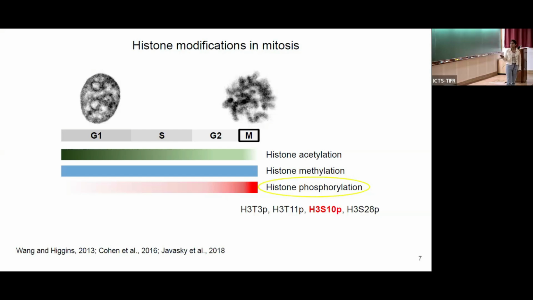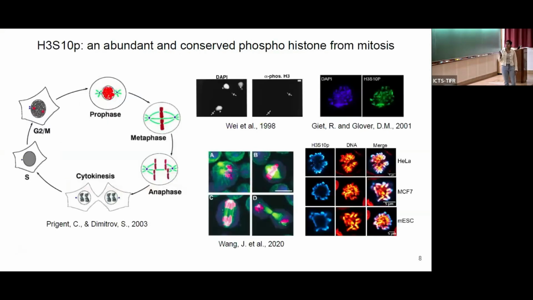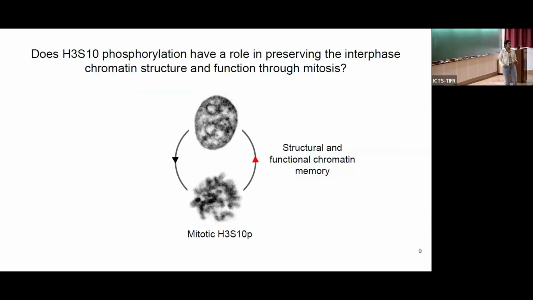So we picked this modification, H3S10p, and we chose it because it's quite abundant during mitosis. As you see, it's the most conserved among the different phosphorylations. You see Tetrahymena having H3S10p in the nuclei, the roundworms, Drosophila cells as well as mammalian cells. So all the cells that are dividing have H3S10p accumulating on the chromosomes in mitosis. So what we ask is, if the increase in H3S10 phosphorylation that you see during mitosis can help in maintaining the structural as well as the functional chromatin memory in all dividing cells.